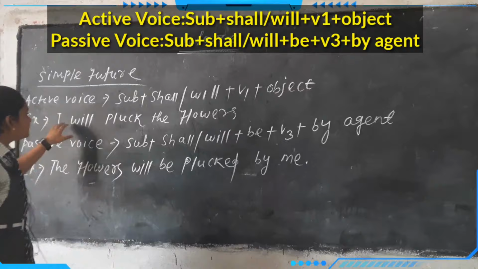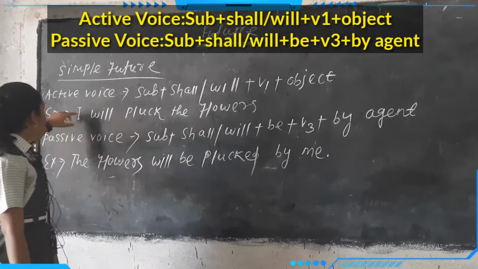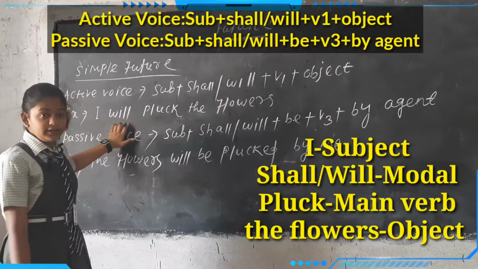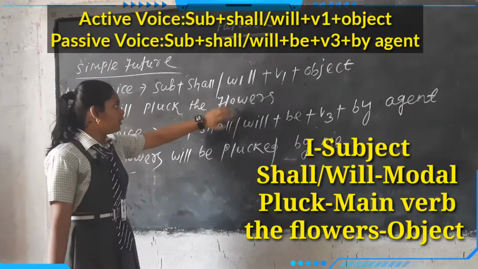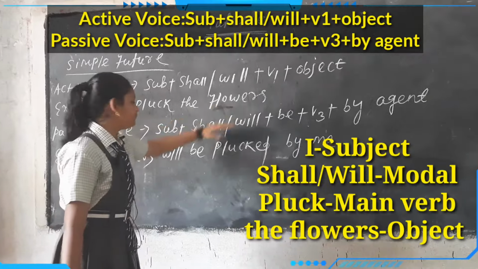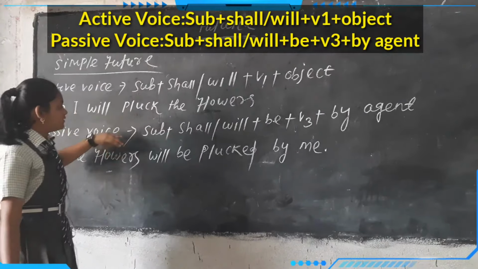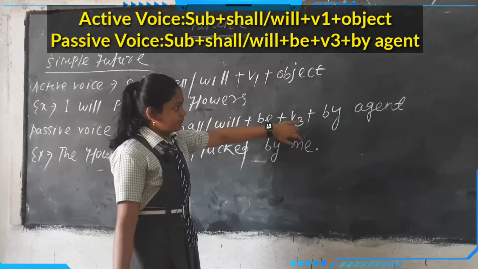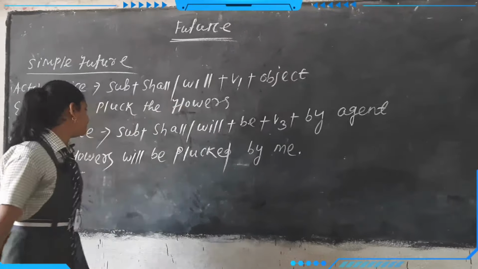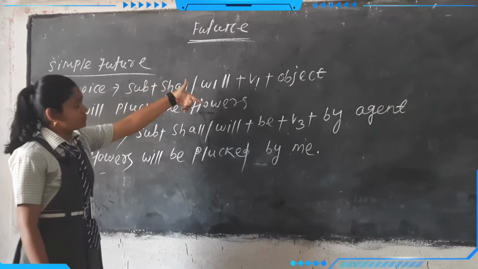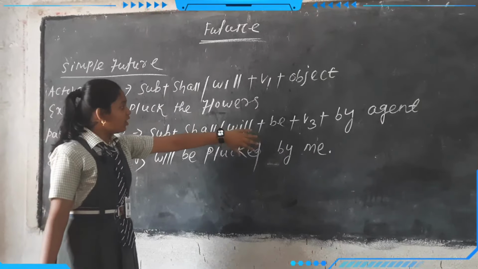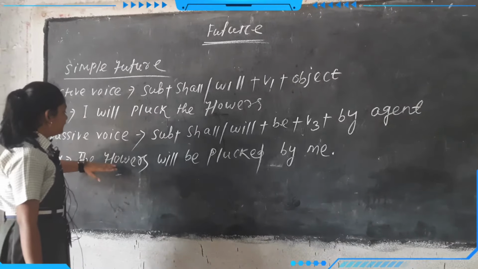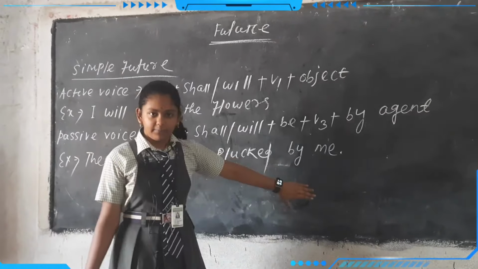An example is, I will pluck the flowers. Here, I is the subject, shall or will is the modal verb, pluck is verb 1 and flowers is the object. In the passive voice, the structure is subject plus shall or will plus be plus verb 3 plus by agent. So here the subject is the object in the active voice and the object is the subject in the active voice. The example is, the flowers will be plucked by me.